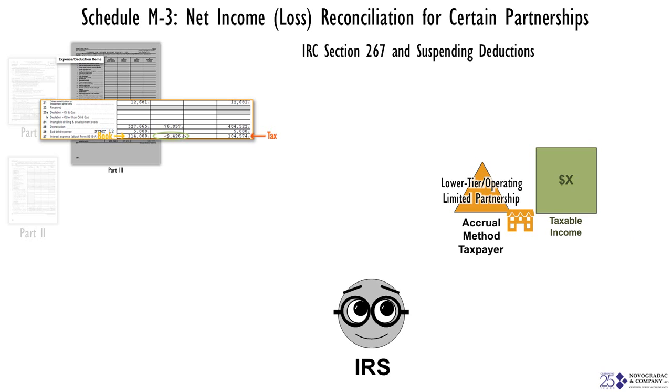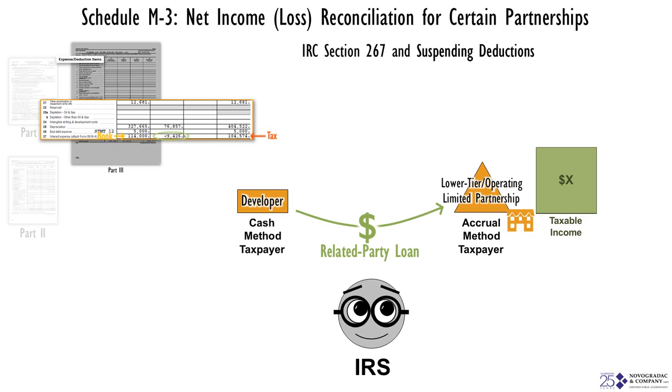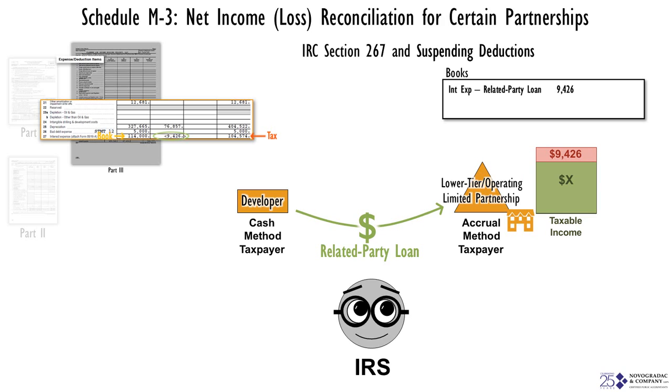However, there is a related party loan that the developer, who's a cash method taxpayer, has extended, let's assume that they're related parties, hence the related party loan, to the lower tier limited operating partnership. And so of that taxable income that we're expecting, there's interest expense on that loan that has been accrued. For books, we debit interest expense related party loan for $9,426.